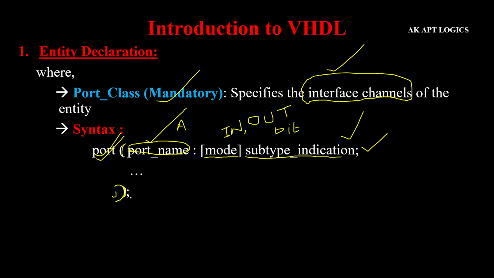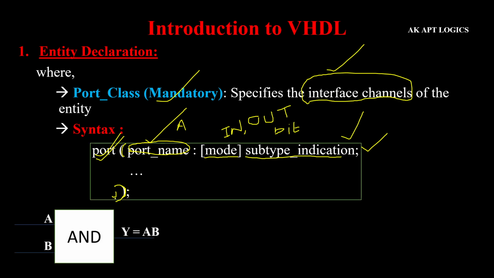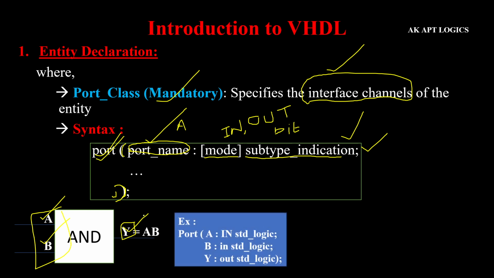Next, we are going to take the example with port A, port B, and output Y. It means we are going to have two inputs and one output port. How are we going to declare? Port is a keyword, and A is the port name, and in is the mode of A, and its type is std_logic. It may be bit or bit_vector, anything. Then a semicolon.